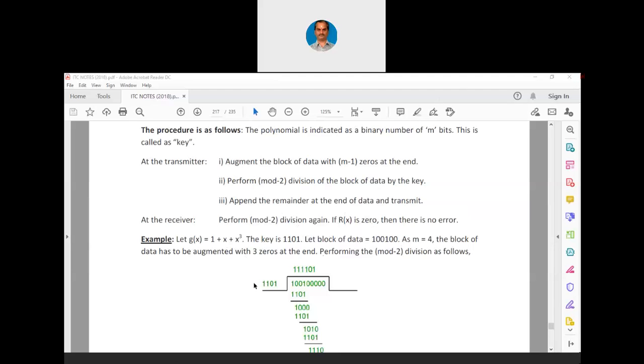We have this key 1101, which is 4 bits. Now we will have to add additional 3 zeros, that is m-1 zeros. The block of data is 100100, and we are adding 3 zeros. That is the first step: augment the block of data with m-1 zeros at the end. Now perform mod 2 division of the block of data by the key.